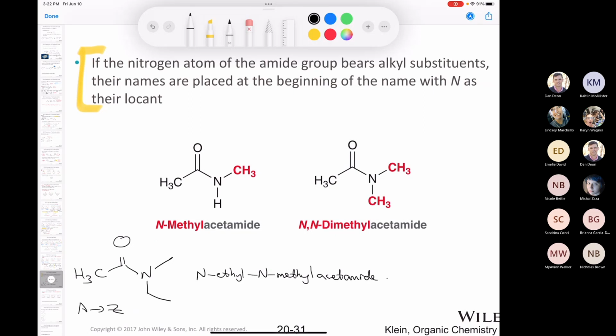And you could also call it N-ethyl, N-methyl ethanamide. Either one would be perfectly fine. So instead of using acetamide, since it's got two carbons, you could call it ethanamide there, here, and here. All right, so that's how we name. This again would be a secondary amide. This would be a tertiary amide, and this would also be a tertiary amide, but it's got two different groups on it.